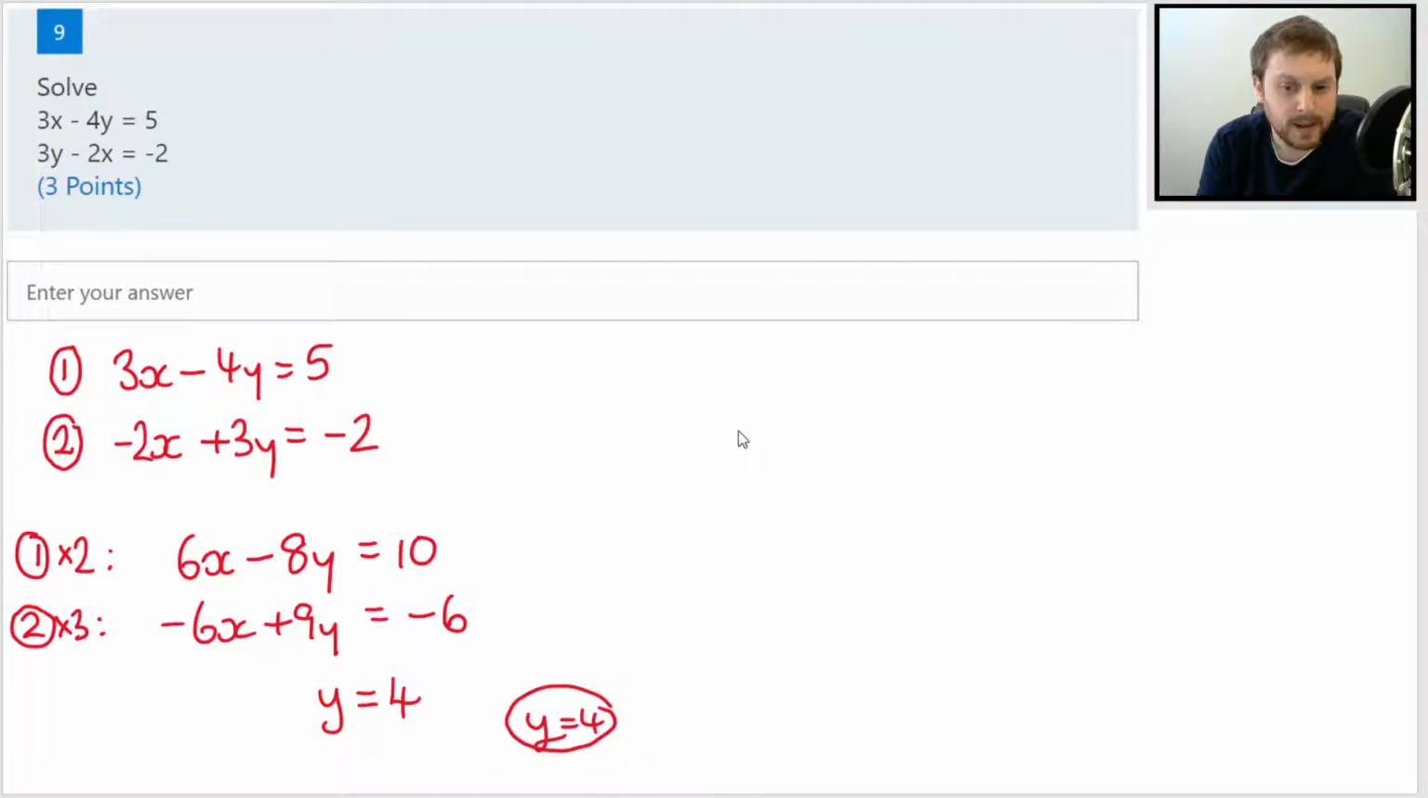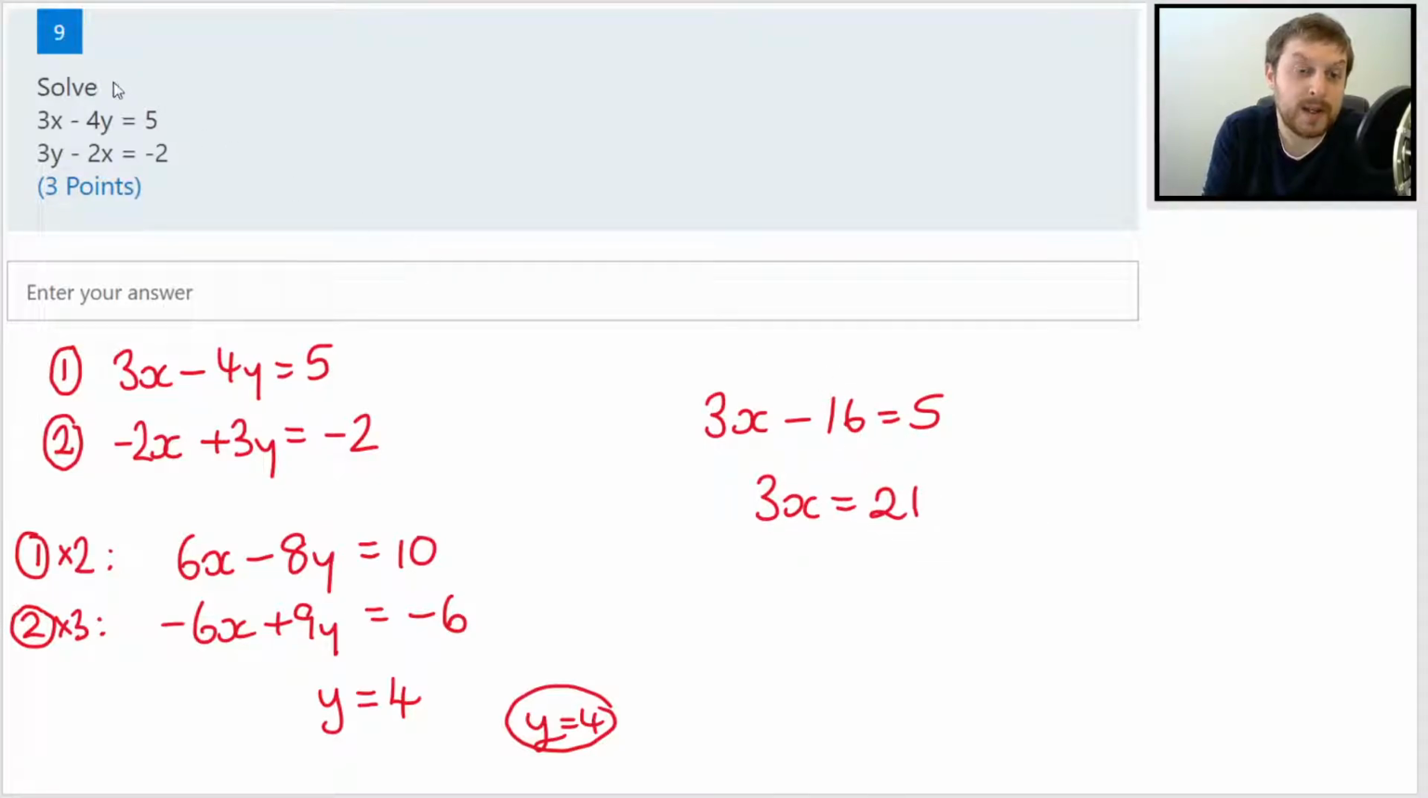Right, and then let's just substitute it in. So 3x minus 16 is 5. 3x is 21. So I've substituted it into the first one, right? 4 times 4 is 16, so there's where the 16 comes from. 3x is 21, so x is 7. So we should have 7, 4 as our answer.